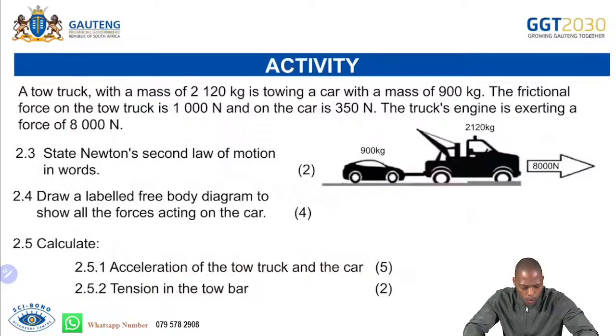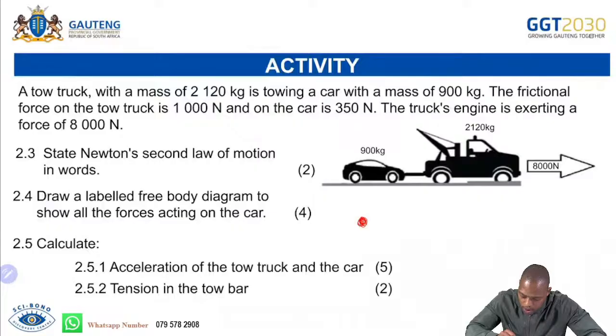Question number 2. Draw a labeled free body diagram to show all the forces acting on the car. So here's the car. They're asking us to show all the forces by drawing a free body diagram. So this should not be difficult. We go for our dot and we draw. It's 4 marks, so we're expecting to have 4 forces. All right, what is force number 1? That is normal force. Definitely it's there. What is force number 2? That is going to be the force of gravity.